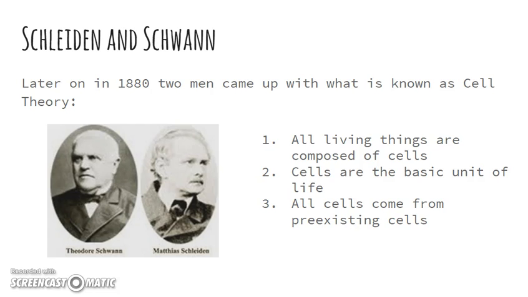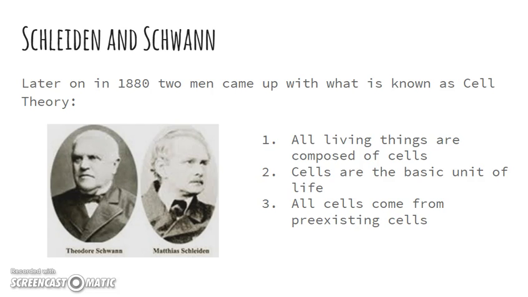So Schleiden and Schwann were two very important men as well. They came up with what we know as cell theory. Cell theory states that all living things are composed of cells. Cells are the basic unit of life, and all cells come from pre-existing cells.